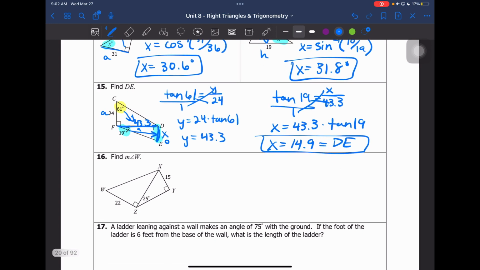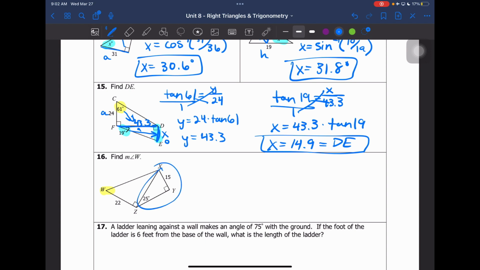Number 16 is asking us to find an angle measure. It wants to know what is the angle measure of angle W. And remember, if we want to find a missing angle, we have to use the inverse trig functions. So let's see what we can start to find with what I see on the right.